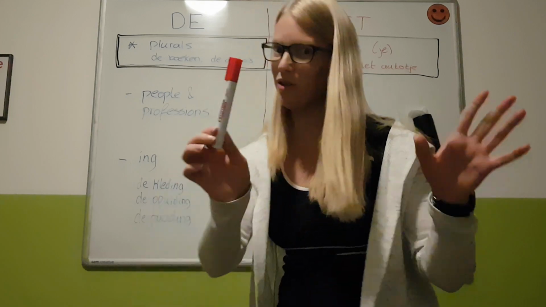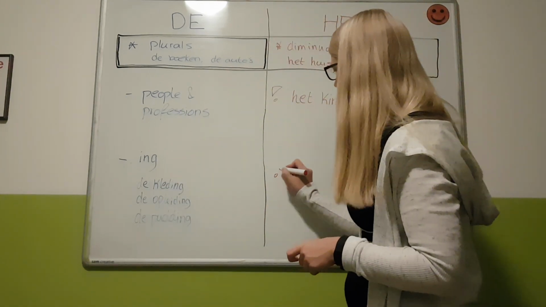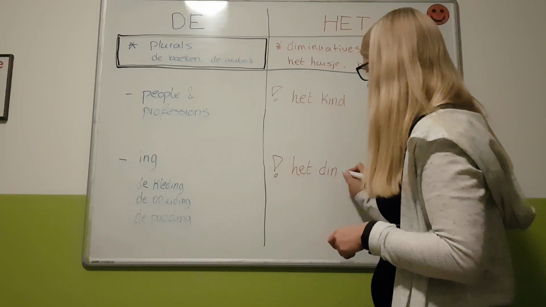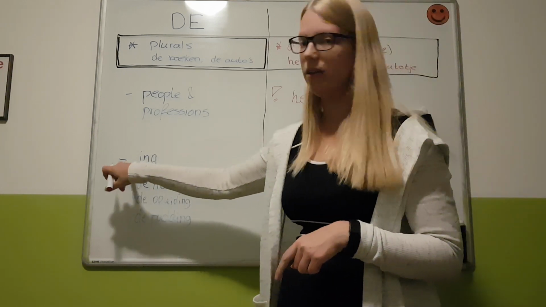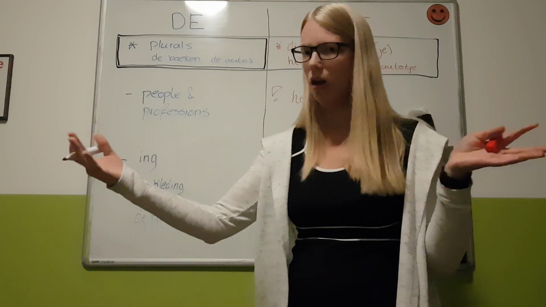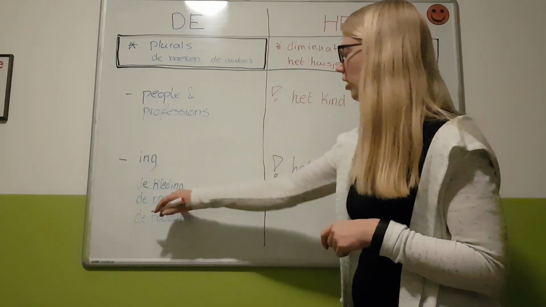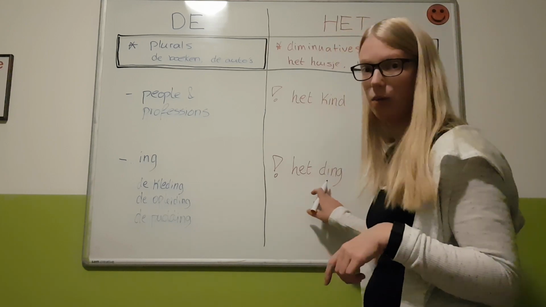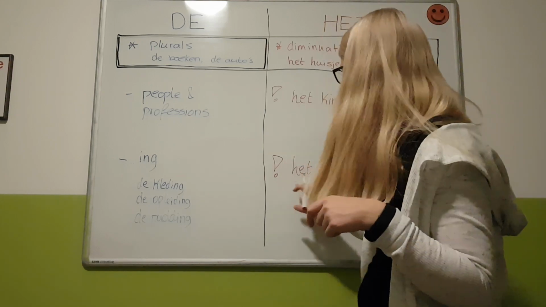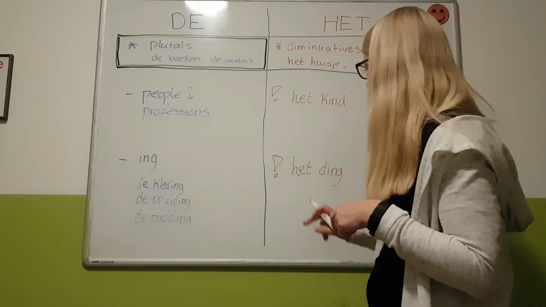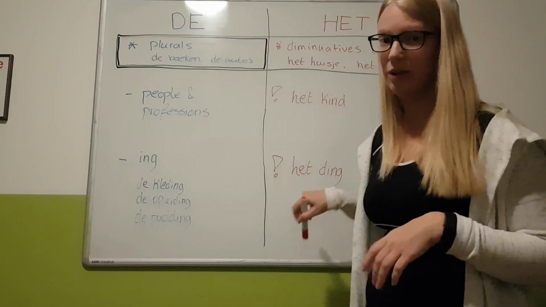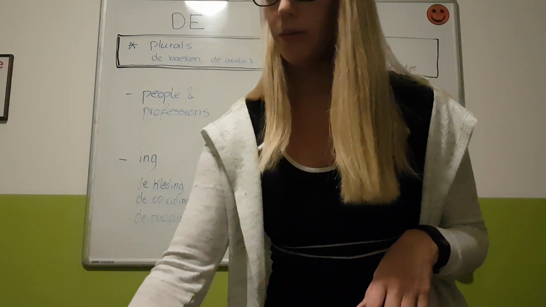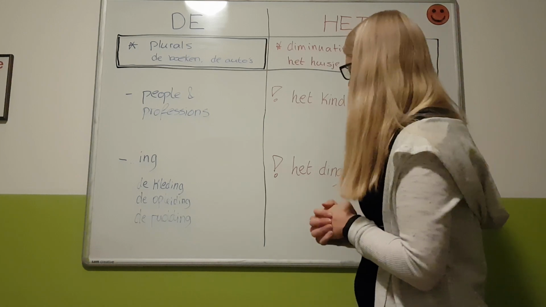Of course there's an exception, and the only exception here is het ding. You will see also that many words that end with ing are a bit longer words, at least 2 syllables. The only word that I could find that's 1 syllable, and that happens to be also the only exception, is het ding. So this means the thing. It's a very useful word. So try to remember that it's het ding. Yeah. Okay.